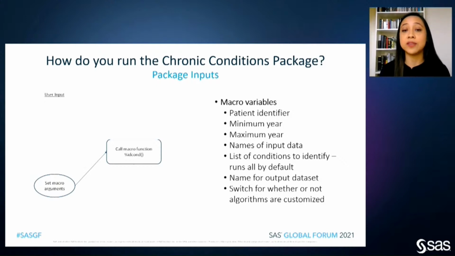Now keep in mind that if you have an outcome year, you'll also want to include all of the years of the reference period. So if your outcome year is 2020, but you have a condition with a 3-year reference period, you'll want to include data from 2017 all the way through 2020. There's also then a switch for whether or not you've customized the algorithm, and you can customize which conditions the algorithm will run. So by default, the package will run all 27 conditions. However, if you're only interested in a subset, you can specify that in the macro.